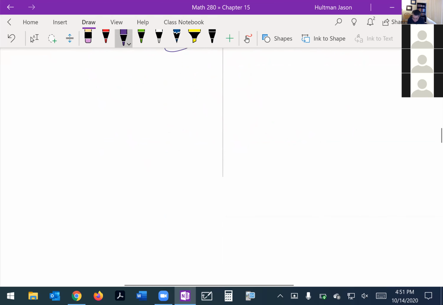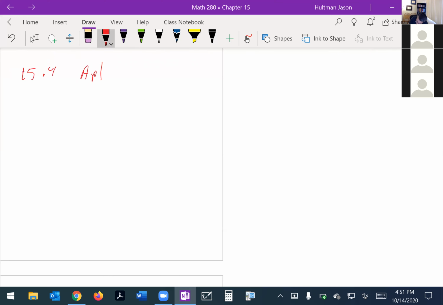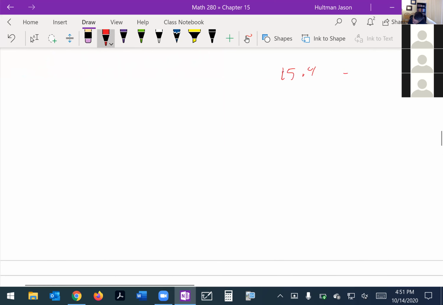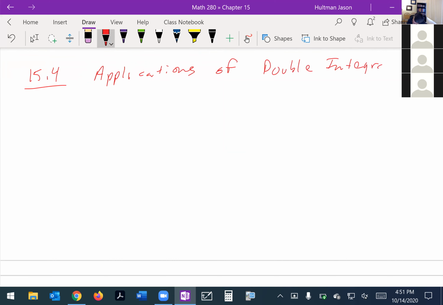Let's do an application of this. Section 15.4, applications of double integrals.